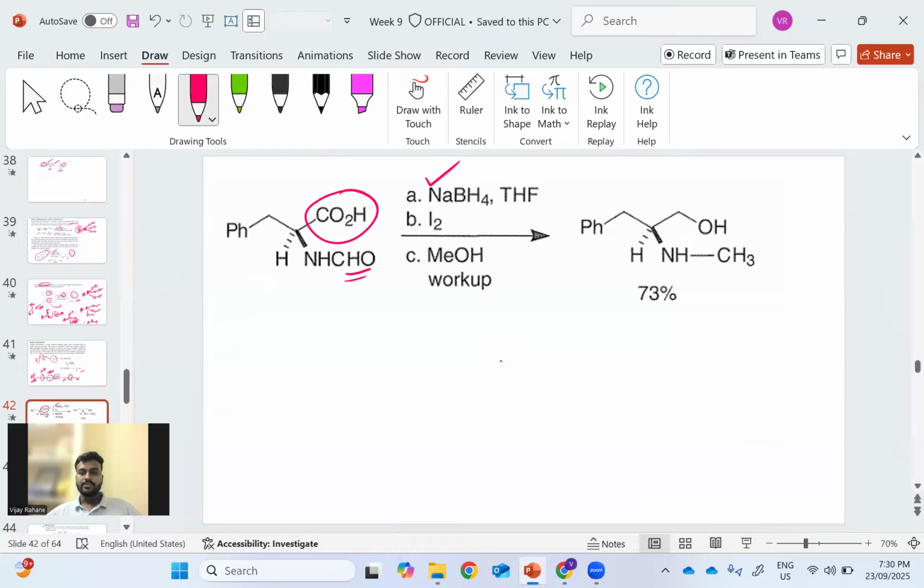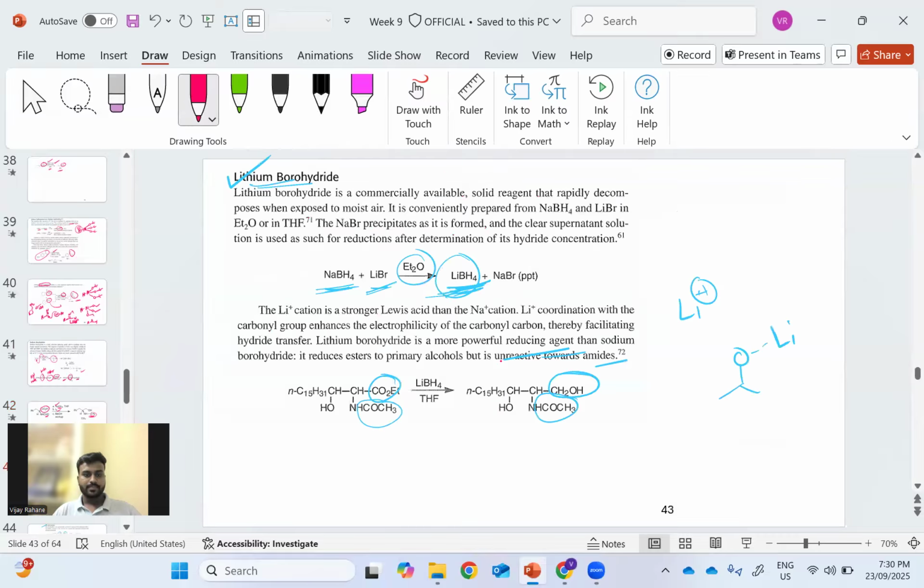sodium borohydride, it gives the formation of alkyl, the aldehyde converting directly to the CH3 group. So this is the reaction condition: the sodium borohydride followed by the I2, then the methanol workup. So this is the product we get with this reagent combination.